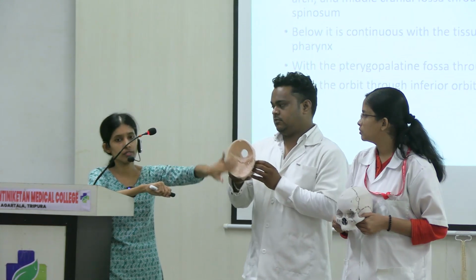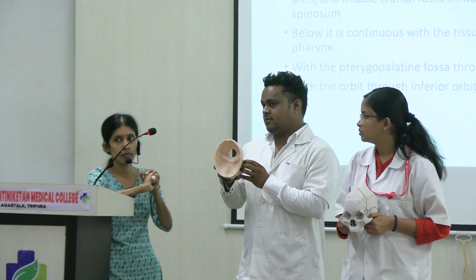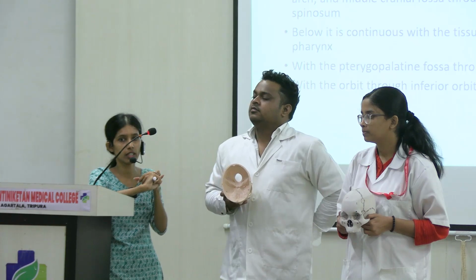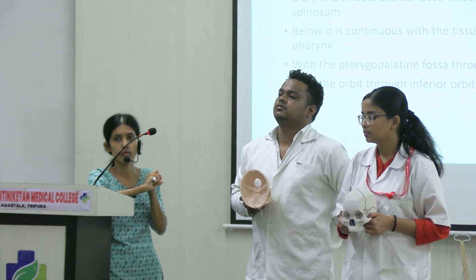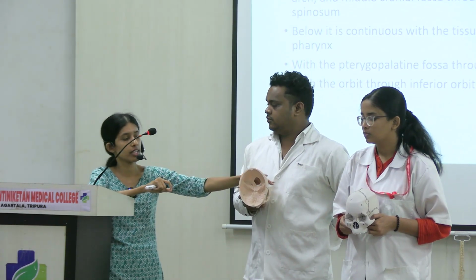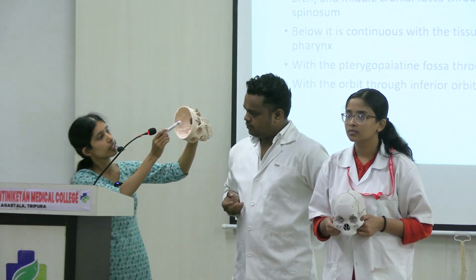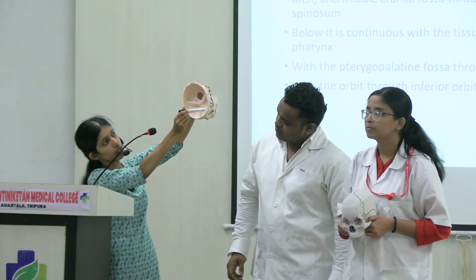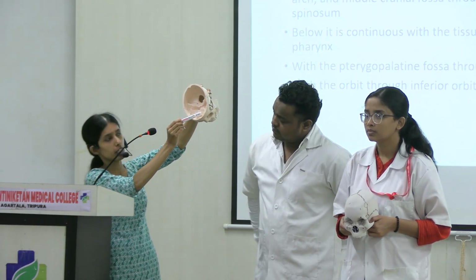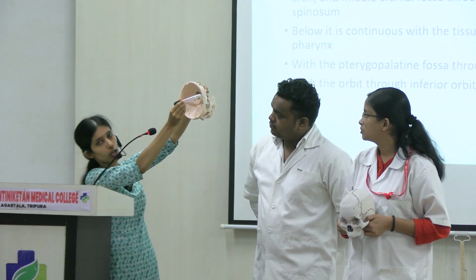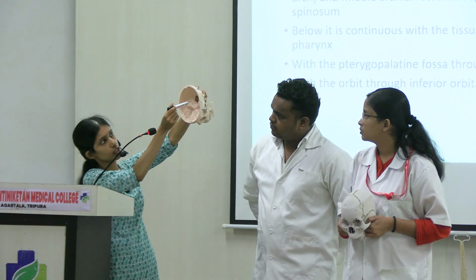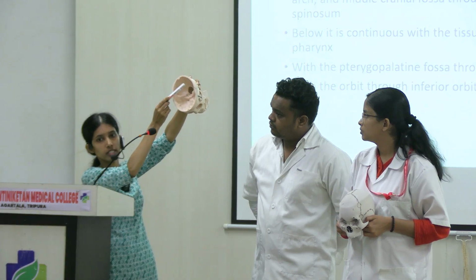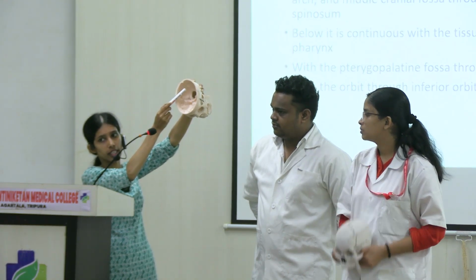Do you know how we divide this region? Anterior cranial fossa, middle cranial fossa and posterior cranial fossa. This is how we divide this entire part. This front part, from here to here, is called anterior cranial fossa, this region is called middle cranial fossa, and this region is called posterior cranial fossa. Your foramen magnum is present in the posterior cranial fossa.